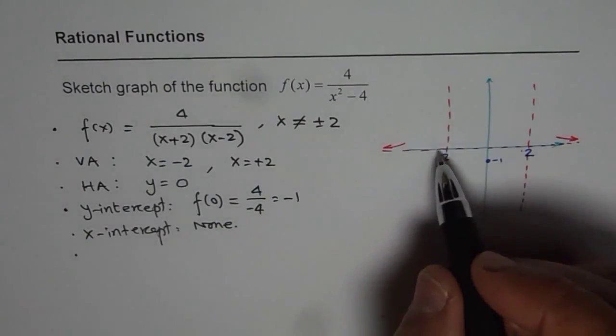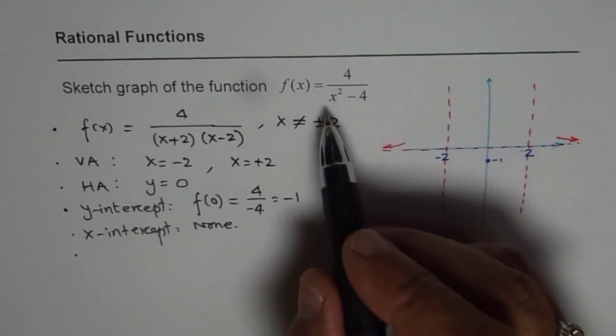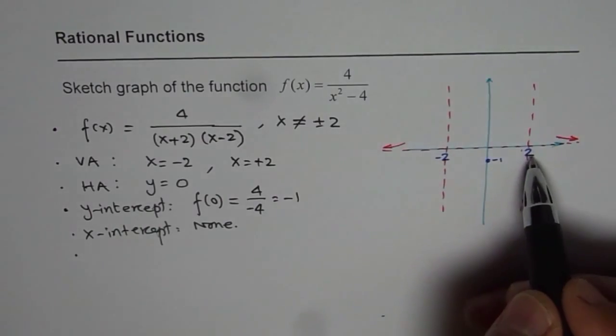Now to find a few good values, we can take x values close to minus 2 or plus 2.